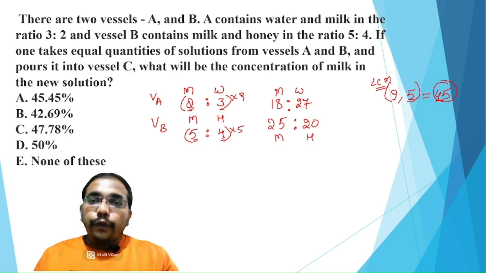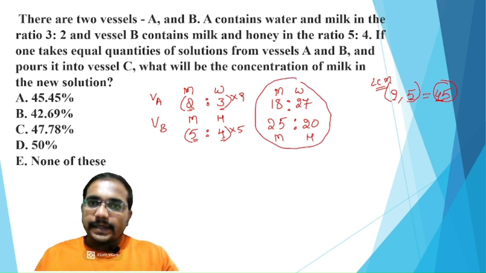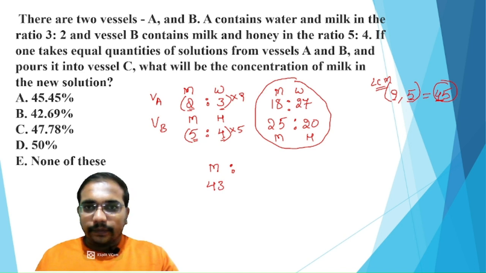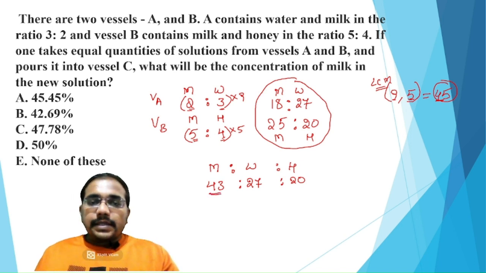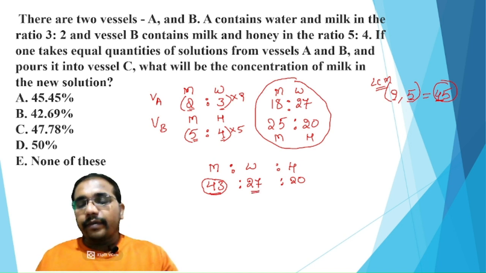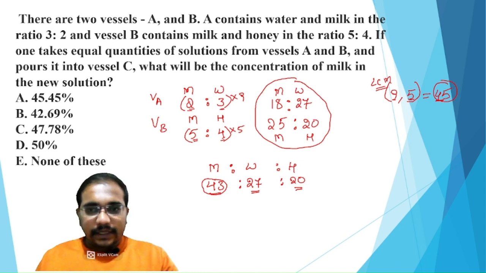Now if you are combining all these things, milk is having totally how many liters? 18 plus 25, 43. Clear? Water is how much value? 27. Honey is how much value? 20. So milk contained in the entire mixture is 43 liters. Water is having 27 liters. Honey 20 liters. Is this clear?